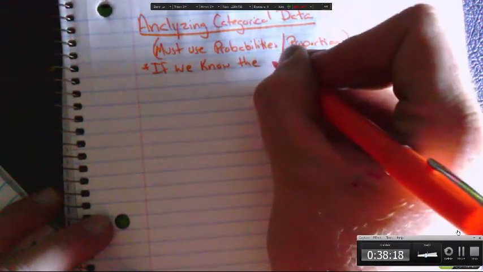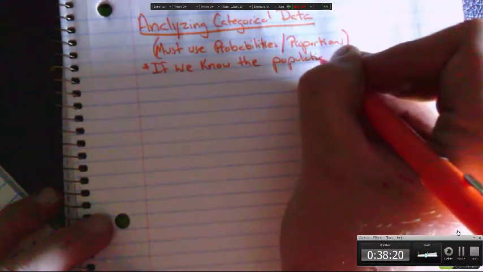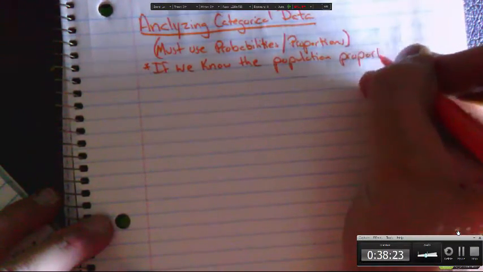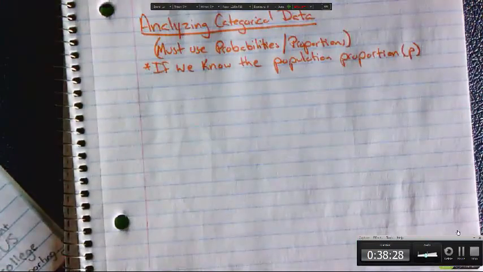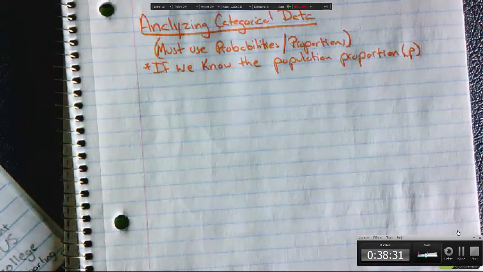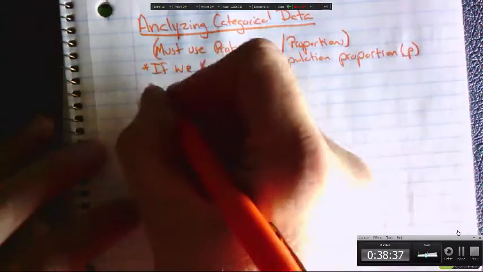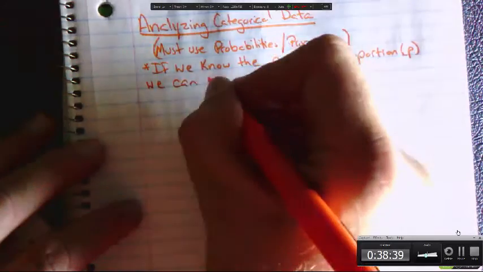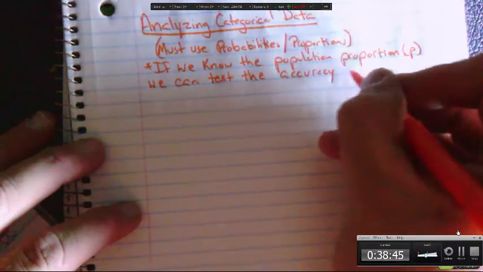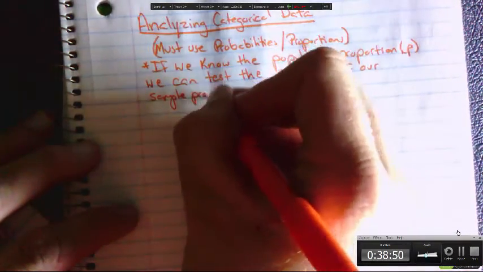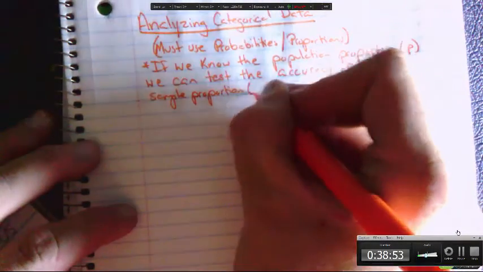If we know the population proportion, P, what the entire population's actual true proportion is, we can test the accuracy of our sample proportion. We'll call that P hat.